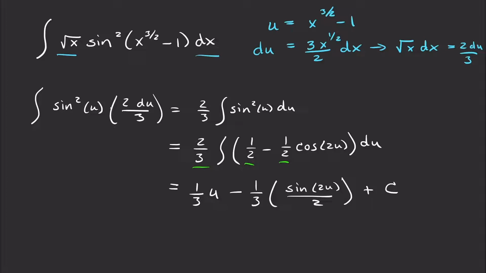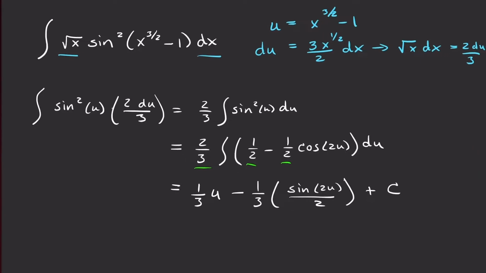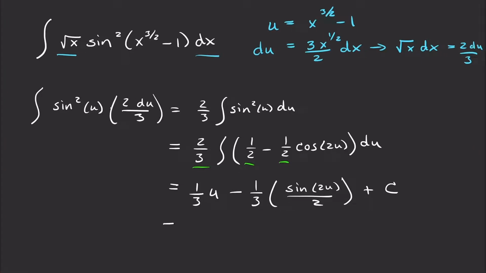So the integral of cosine is just sine, and if we have a number or coefficient in front of our variable in the argument of the sine or cosine function, it just comes down. Okay, so you can take the derivative of this just to check it really quick. And now we just need to plug in. So we have 1/3 of u, which is x to the 3/2 minus 1, minus our third and our half are going to multiply, and we're going to get 1/6 sine of 2u. So sine of 2 times x to the 3/2 minus 2, and then plus our constant of integration.